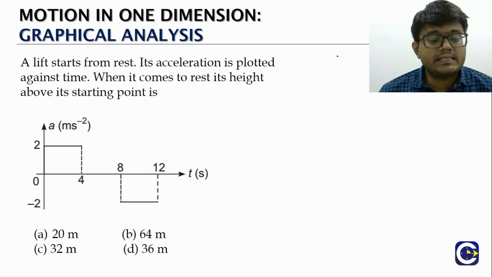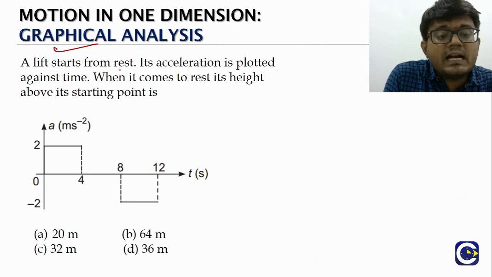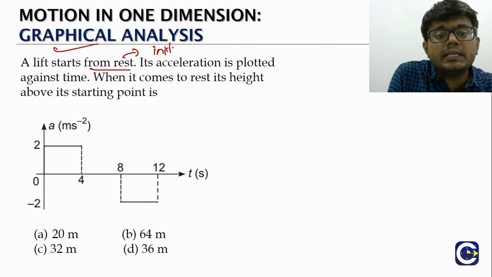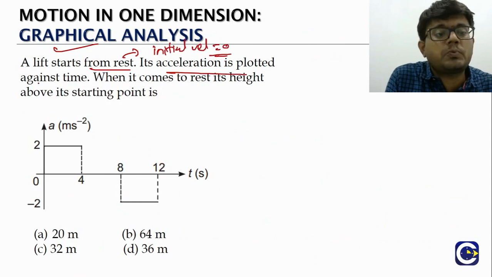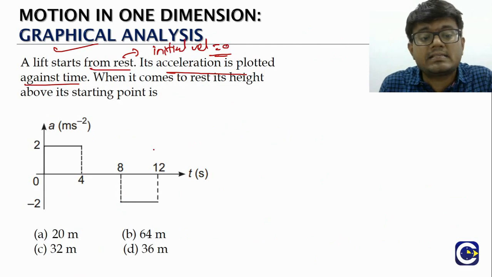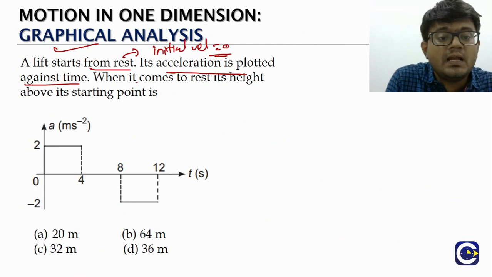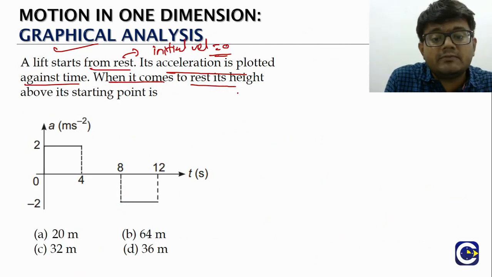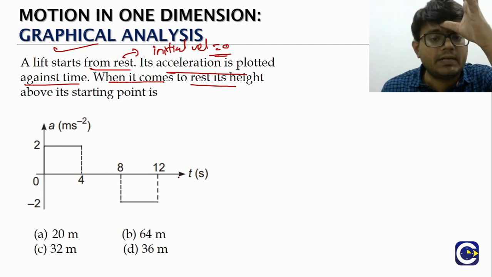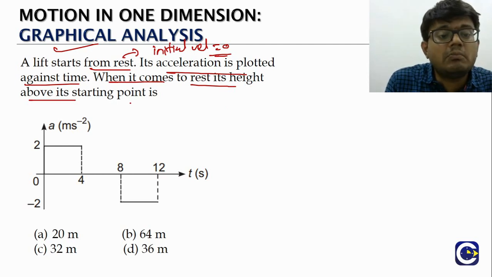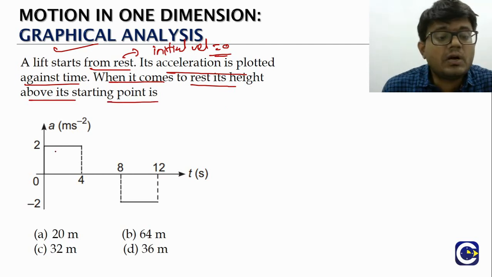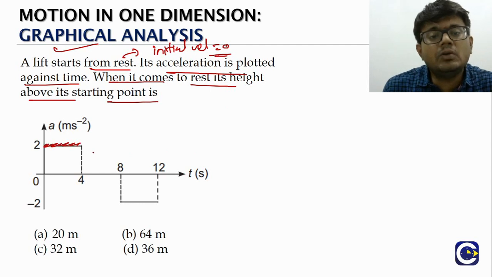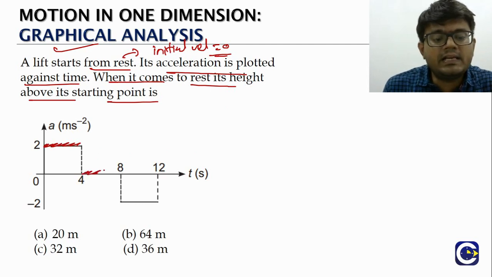Next we have another interesting question. The lift is starting from rest. Starting from rest means what? Its initial velocity is 0. Its acceleration is plotted against the time. Means they are giving us the acceleration function with respect to time. When it is coming to rest, after some time it is again coming to rest. Okay, its height above the starting point. So you see what is happening for some part of the journey, which is 0 to 4 seconds, it is in uniform acceleration. Then acceleration is 0.